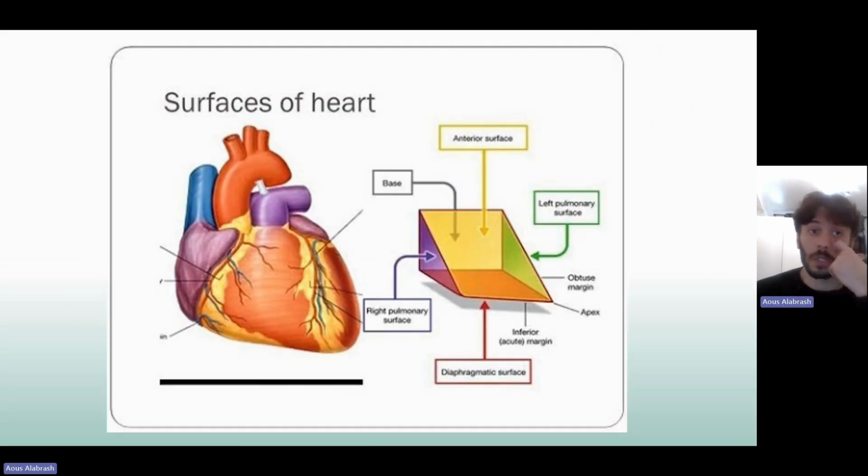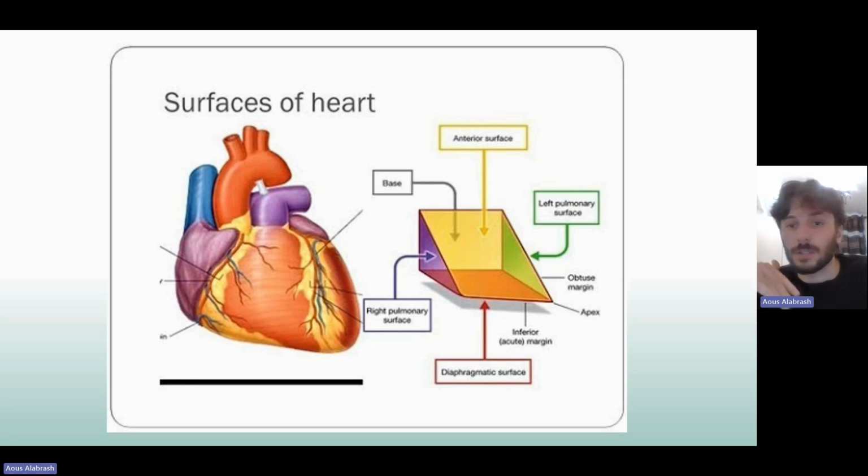Then you can go and talk about the surfaces of the heart. I like this picture because it's simple and it makes it easier to understand how the heart is oriented inside of the body. As you can tell here, it shows the base and the apex, but also the anterior surface, the diaphragmatic surface, and the left and right pulmonary surfaces. Starting off with the anterior surface, you can also call it the sternocostal surface. It's directed forwards, and it's formed mainly by the right ventricle.